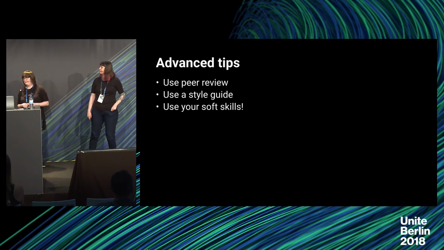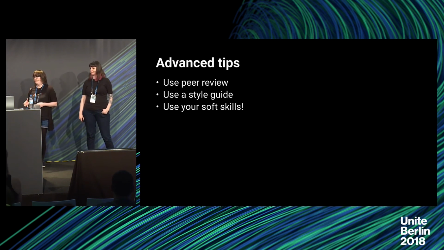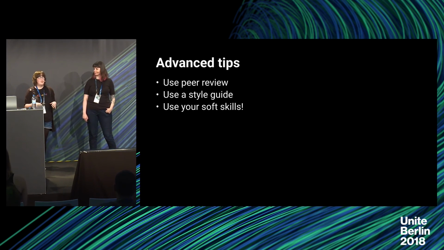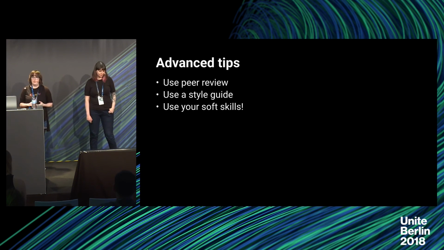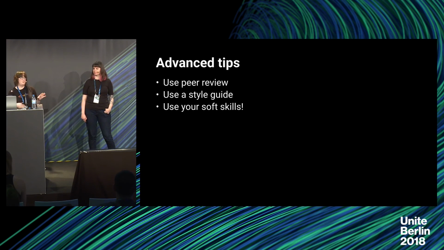Okay, so that's how you become a good technical communicator. So how do you become a great technical communicator? We're going to take you through just a few of the things that we do at Unity to improve the quality of all of our docs, and actually all of our technical communications. So we use peer review, we use a style guide, and we use our soft skills. And I'll talk about what each one of those is.